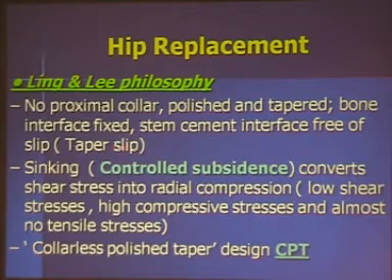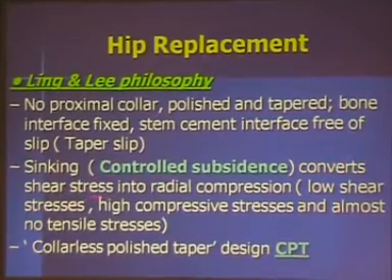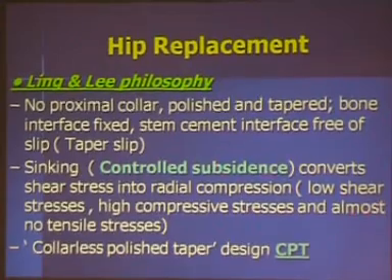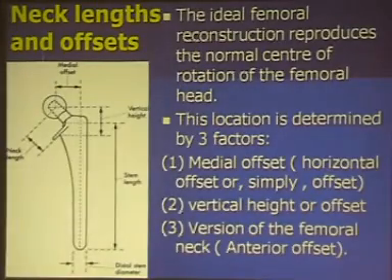It's free for slippage. So actually, after you implant the total hip, it allows some subsidence, but we call it controlled subsidence rather than not controlled subsidence, which converts the shear stresses into radial compressive forces. And again, this aids in more fixation of the implant into the bone. And this is the photo of the Exeter, our beloved prosthesis.